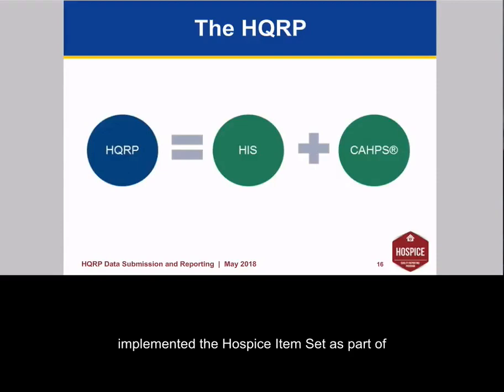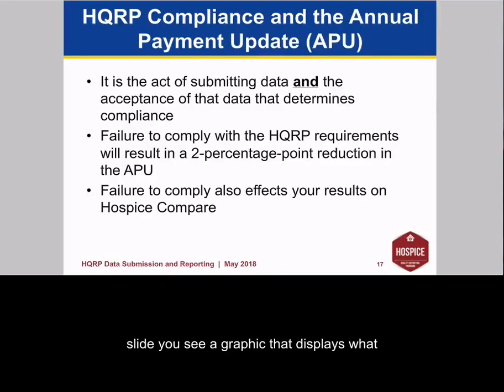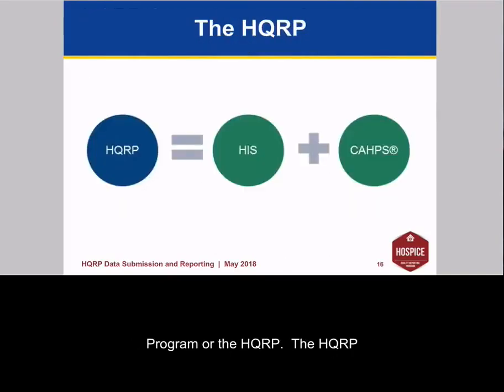CMS implemented the Hospice Item Set as part of the HQRP in fiscal year 2014, and hospices began data collection using the Hospice Item Set on July 1st, 2014. The national implementation of the CAHPS Hospice Survey began in January of 2015. So in this next slide, you see a graphic that displays what makes up the Hospice Quality Reporting Program, or the HQRP. The HQRP requirement includes both the HIS and the CAHPS. Hospices must comply with both of these components in order to meet the requirements.